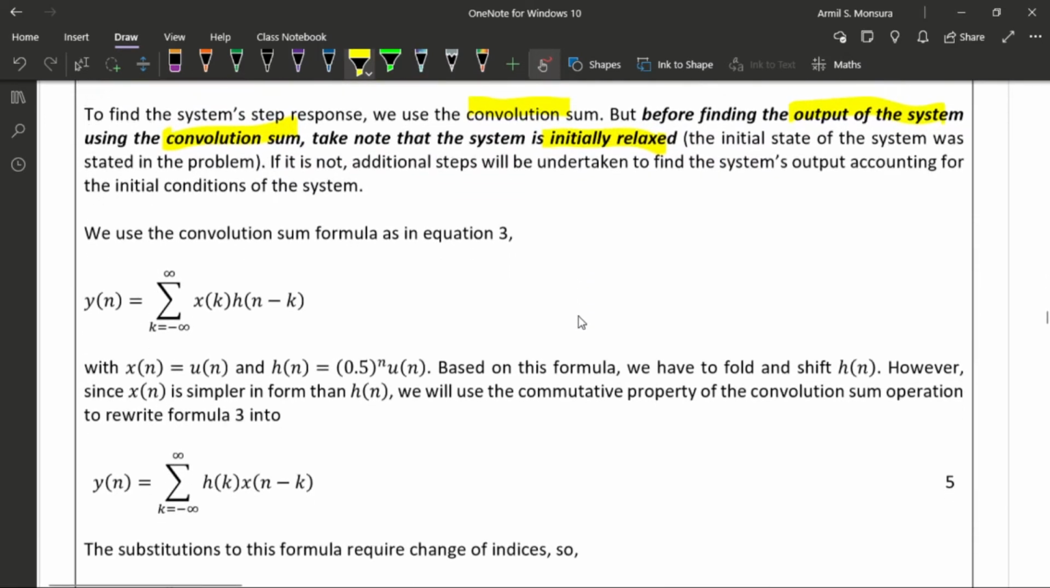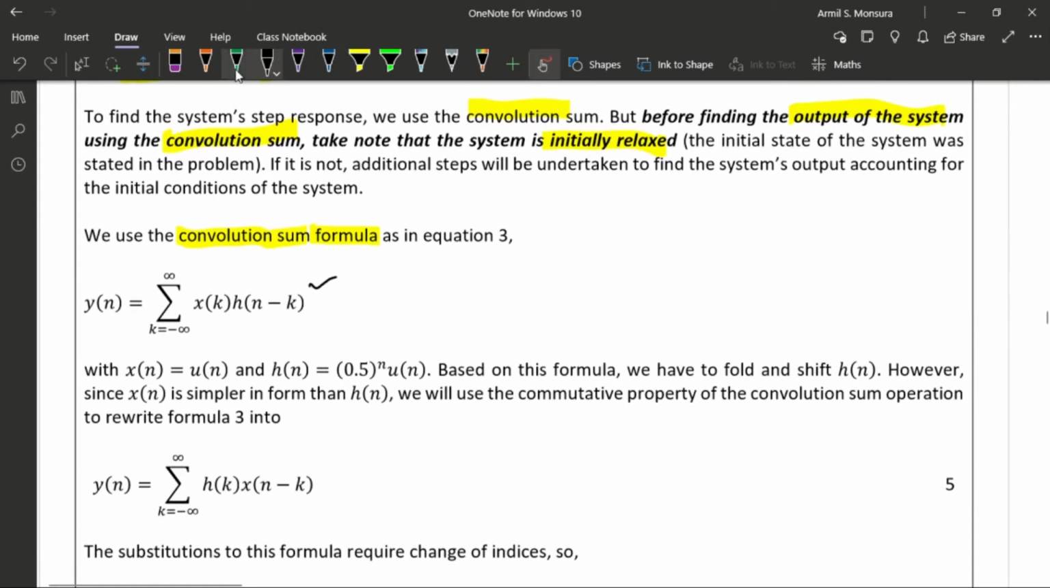Okay, now, since we will be using the convolution sum, we need now the formula for your convolution sum, which is given in equation 3. Now we take note here that for this example, we have determined that your inputs to this formula would be u of n, the step signal, for x of n, and for h of n, this is 0.5 raised to n u of n. So, ito yung mga inputs dun sa formula natin.